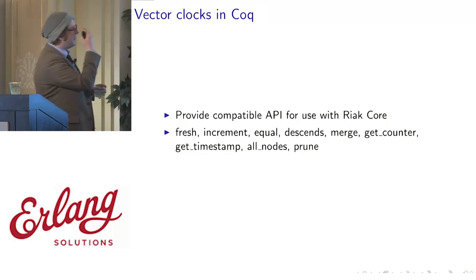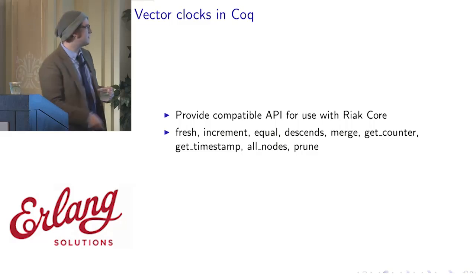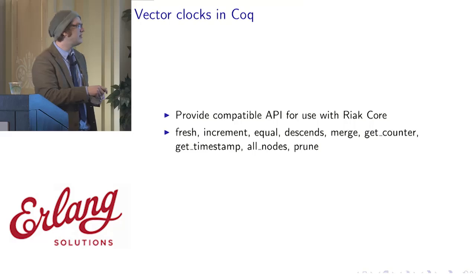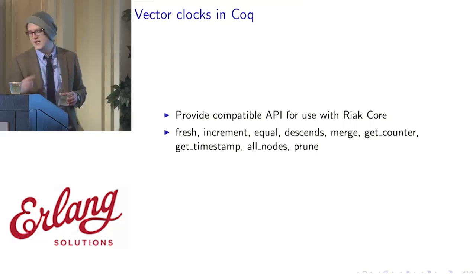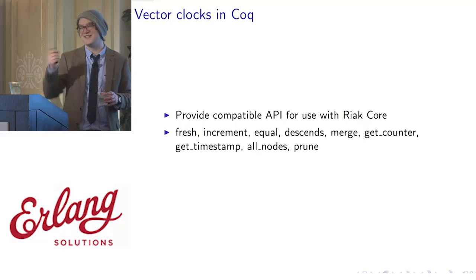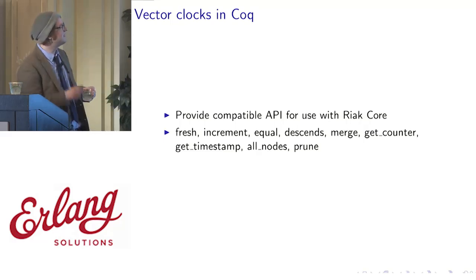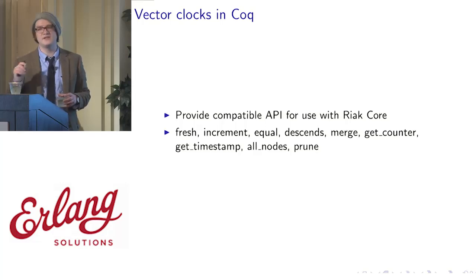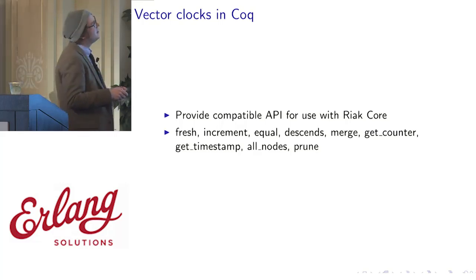And here's a sampling of the API functions that we need to provide over vector clock. So we have a way to generate a vector clock through fresh. We have an increment call, an equality check, a descendant check, which determines if the second argument is a descendant of the first. There's a strict descendants as well, which would check both ways. And then there's a dominates function as well.